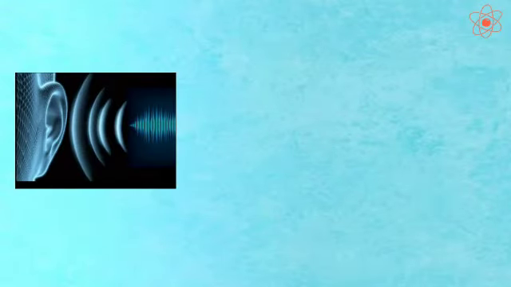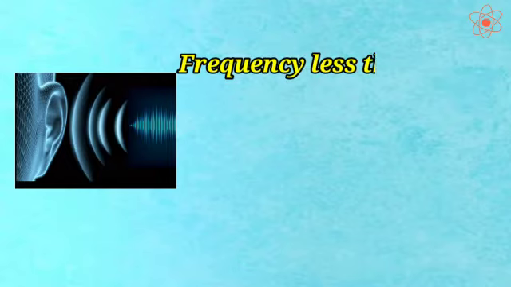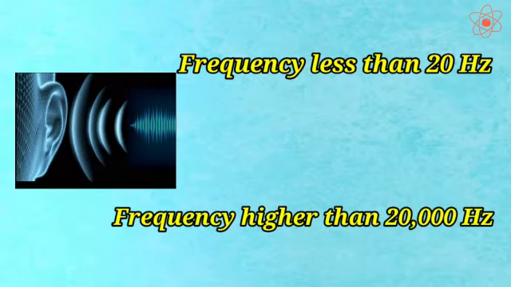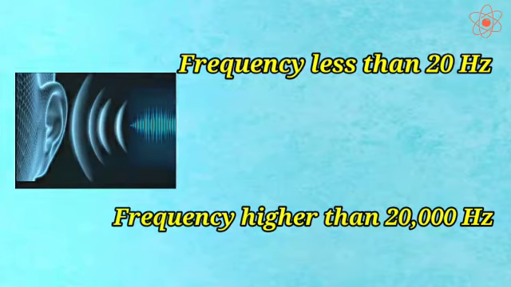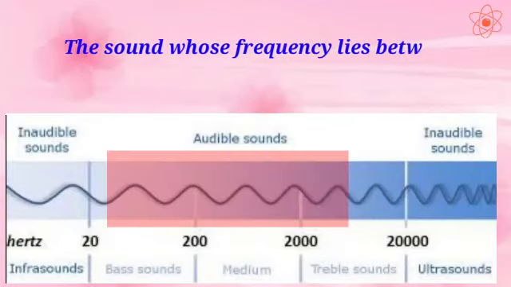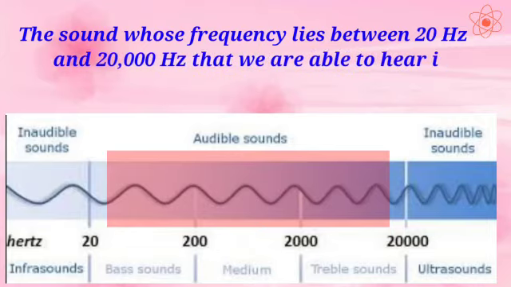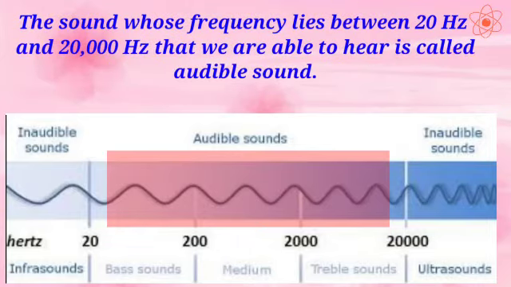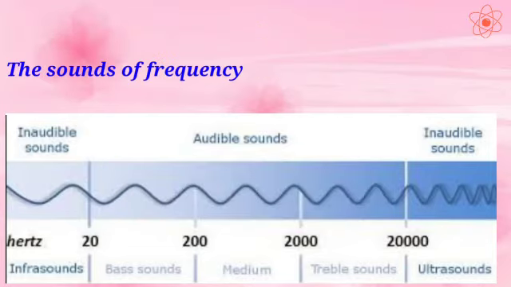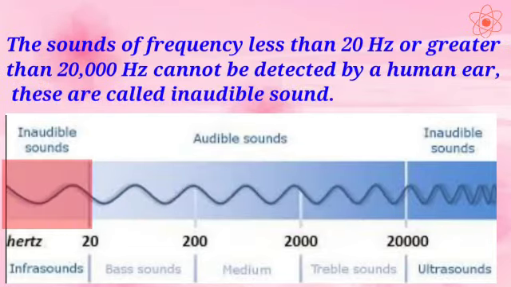Why? This is because our ears do not respond to sounds having frequency less than 20 Hz. Also, frequency higher than 20,000 Hz cannot be heard by human beings. The sound whose frequency lies between 20 Hz and 20,000 Hz that we are able to hear is called audible sound. The sounds of frequency less than 20 Hz or greater than 20,000 Hz cannot be detected by a human ear. These are called inaudible sounds.